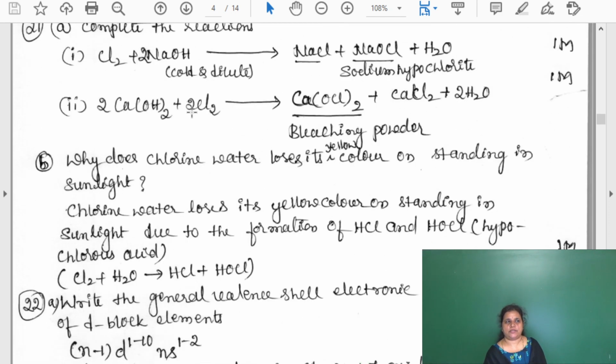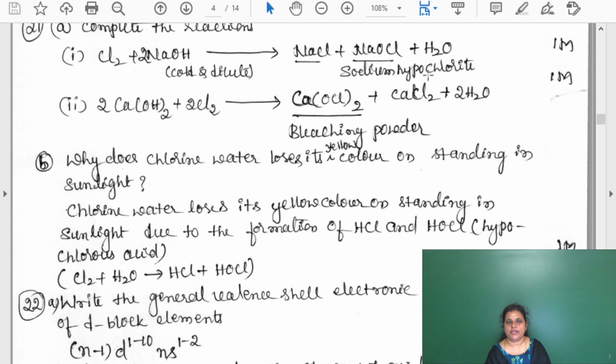Complete the reactions. Chlorine reacts with cold and dilute sodium hydroxide. Remember, you will get 2 different reactions with hot and concentrated NaOH also, but here it is given cold and dilute NaOH. You need to consider this condition. So when chlorine reacts with cold and dilute NaOH, it gives sodium chloride and sodium hypochlorite. These 2 products are important. I underlined here sodium chloride and sodium hypochlorite, with water.